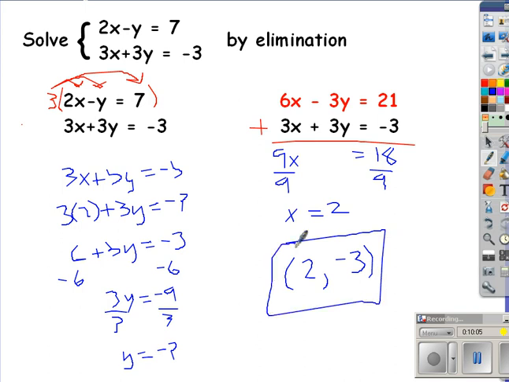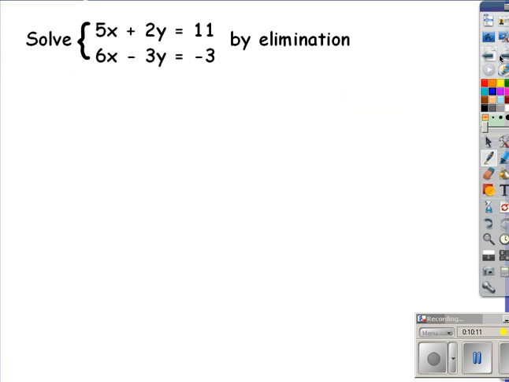So I'm using that elimination method to eliminate one of the variables. Last one here, 5x plus 2y equals 11, and 6x minus 3y equals negative 3. Again, for this, you're going to have to change some stuff. It doesn't quite match the way we want it to. And this is probably one of the harder ones that you're going to have to worry about, when there's no nice, easy way to do it. For this one, we're going to have to multiply both equations by something. And if you don't see an easy way, if there's no variable all by itself, we're going to have to multiply by something.